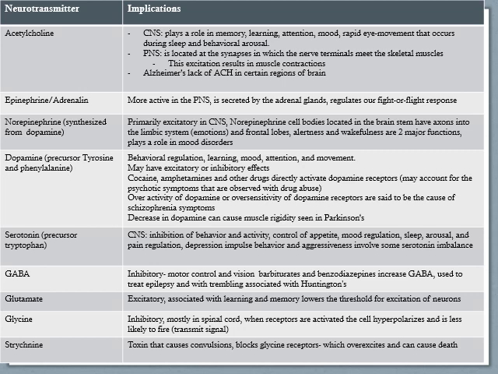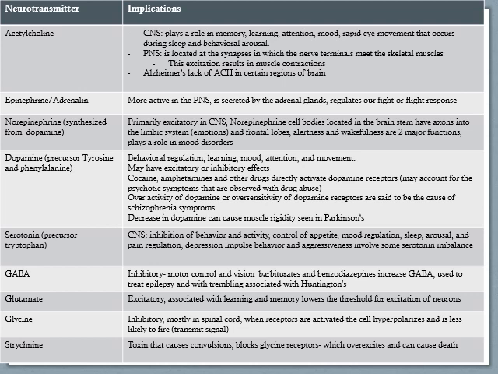Next is a little table that I created that breaks down your neurotransmitter, which you'll see on your left-hand side, and any implications or roles it's responsible for. So up here you'll see acetylcholine. In your CNS, it plays a role in memory, learning, attention, mood, rapid eye movement that occurs during sleep and behavioral arousal. In your PNS or peripheral nervous system, it is located at the synapses in which the nerve terminals meet the skeletal muscles. And this excitation results in those muscle contractions.